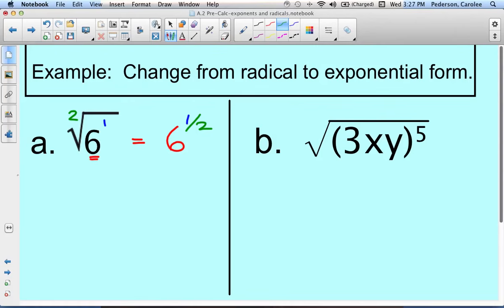Here's a second example. Our base is 3xy, and our power is 5. So that's going to go as my numerator in my fraction. And then again, my index is not there, so let's say it's a square root. So that's going to go underneath. So we say 3xy, and we have to put parentheses like we did with this radicand. So it's 3xy all raised to the 5/2 power.